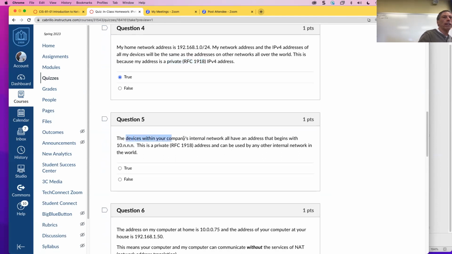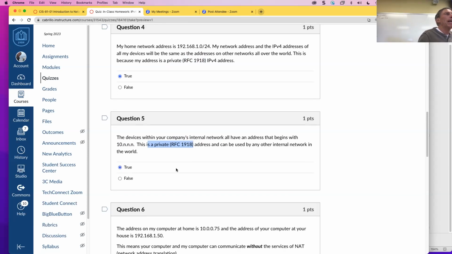The devices within your company's internal network all have an address that begins with 10. This is also private IPv4 address space and may be used by other networks all over the world. Is that true? Yeah. This is what's kept IPv4 alive since 1995.